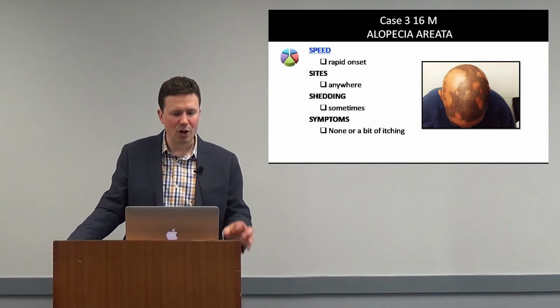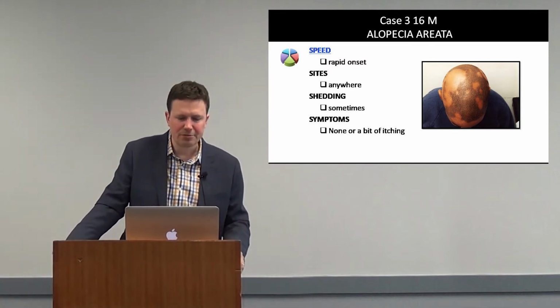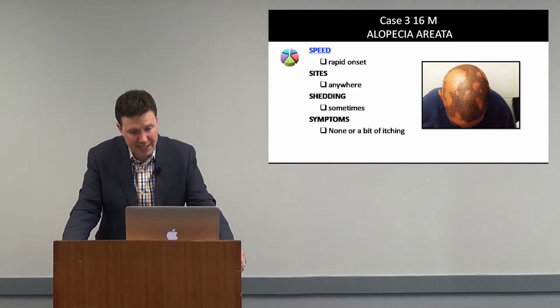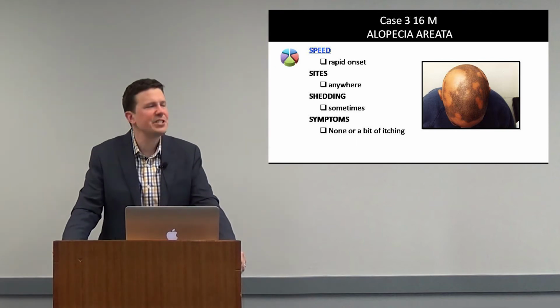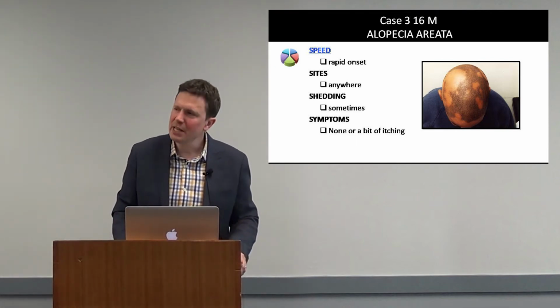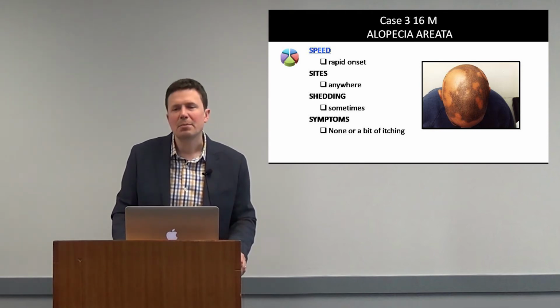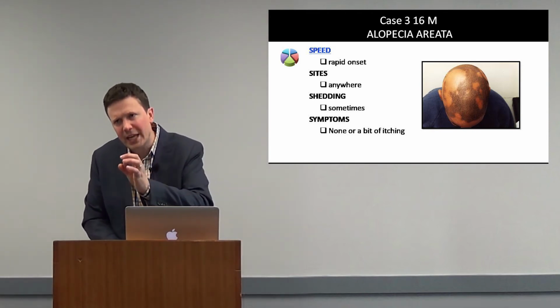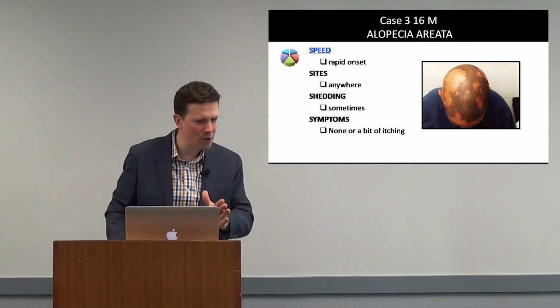Alopecia areata can involve any site of hair loss, so it's not localized to any specific area. Patients sometimes notice increased amounts of shedding. Typically they don't have any symptoms, but they can develop a little bit of burning in these patches or itching before the patches develop.